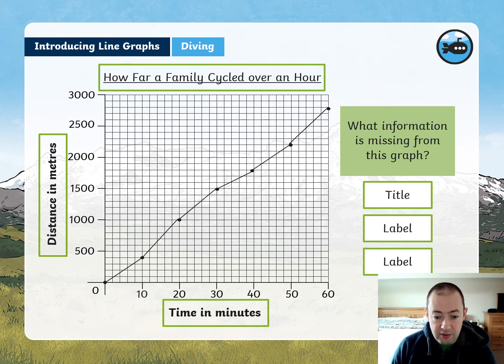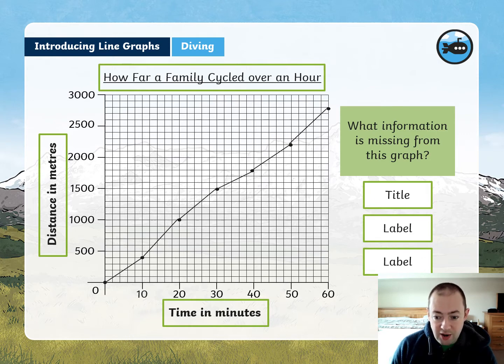The benefit of a line graph is, for instance, if I wanted to know how many meters the family cycled in 20 minutes, I would look at 20 at the bottom, I would go straight up to where the dot is, and then I would read across to find what the distance is in meters and how far they travelled in those 20 minutes.